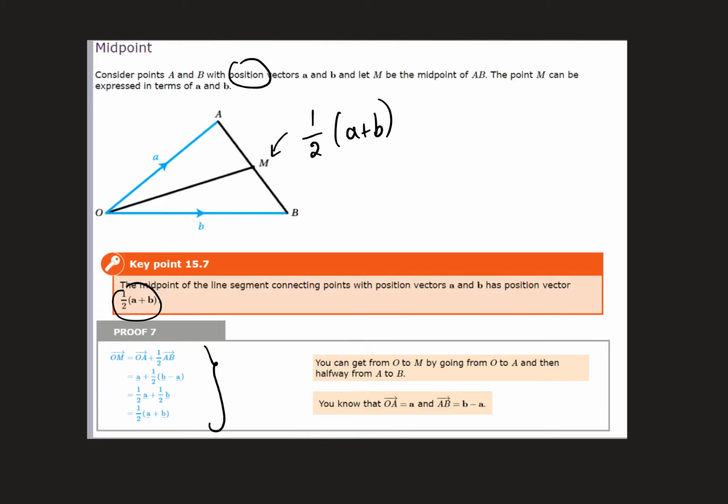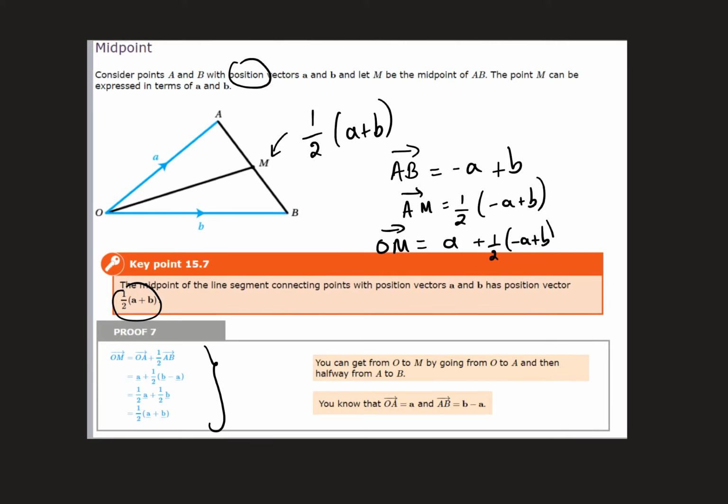So let's find AB first of all. AB would be minus A plus B. So AM must be half of minus A plus B. Therefore, if I wanted O to M, it must be A plus half of minus A plus B. So therefore, it's minus half A plus half B, so therefore half of B take A.